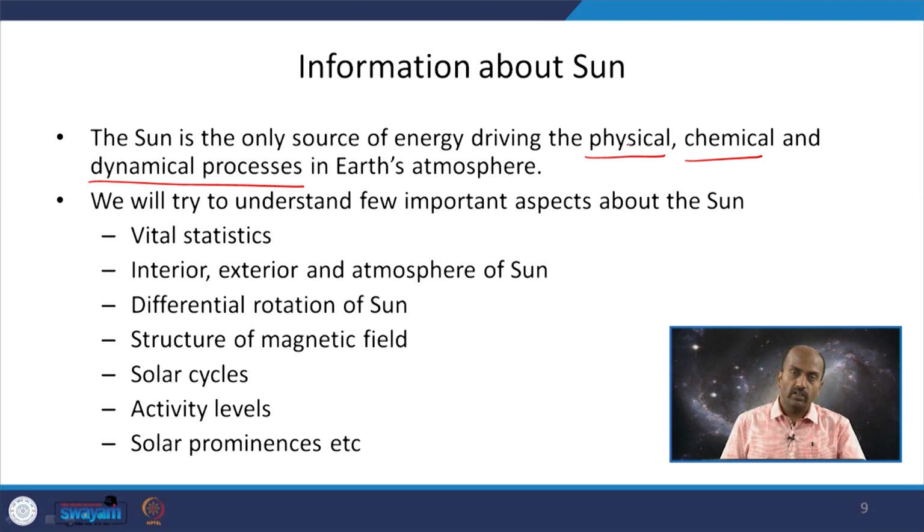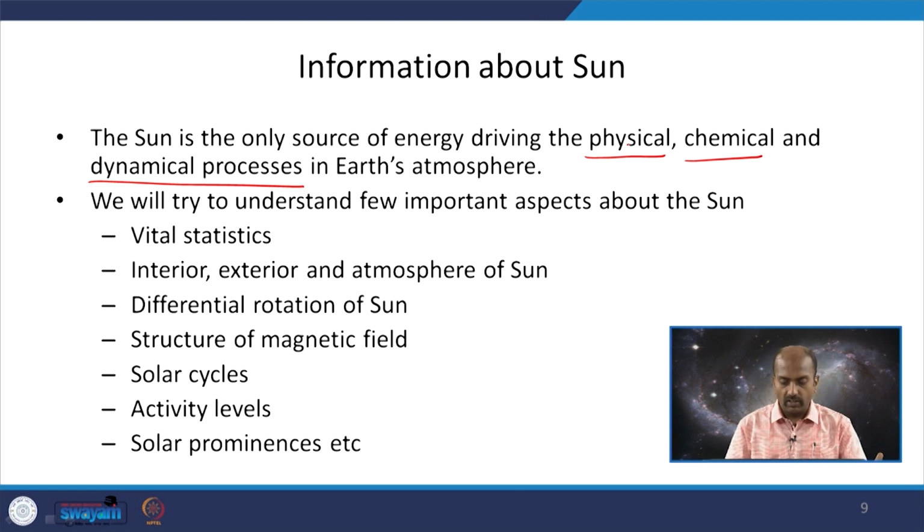Does the sun rotate? If it rotates, will it rotate uniformly from the equator to the pole? If it is not rotating like that, are there any consequences of that? Is there any connection between the rotation of the sun and the magnetic field of the sun? Things like that. Okay, so we will try to understand a few important aspects.